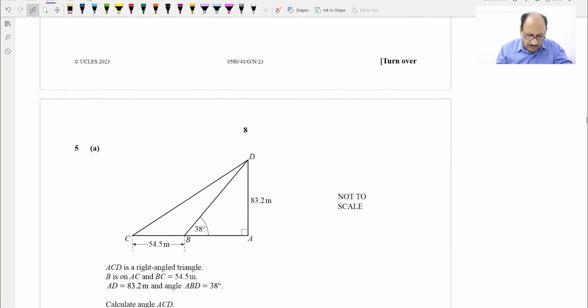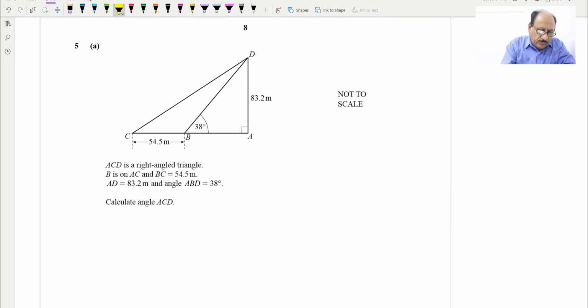Hopefully you understand this. Question number 5a part, a diagram is provided which is not to scale. ACD is a right angled triangle. ACD is here. So B is on AC. BC is equal to 54.5 meters. AD is 83.2 meters, and angle ABD is 38 degrees. Calculate ACD. So ACD is this angle which we need to find. So this is theta.